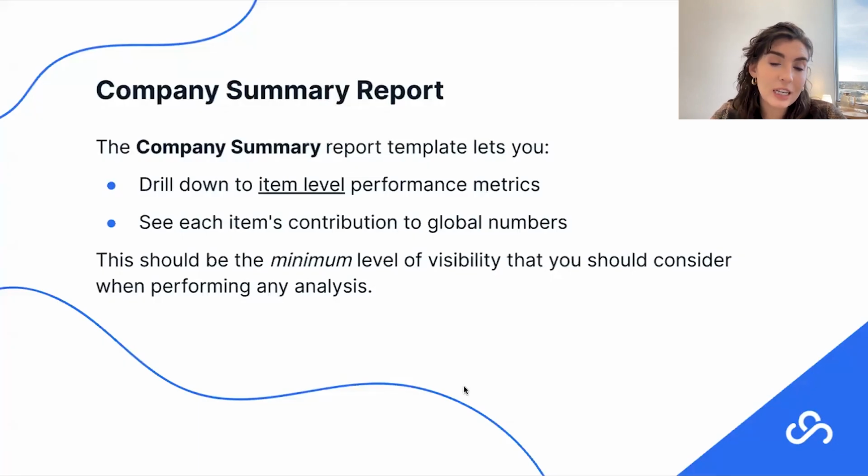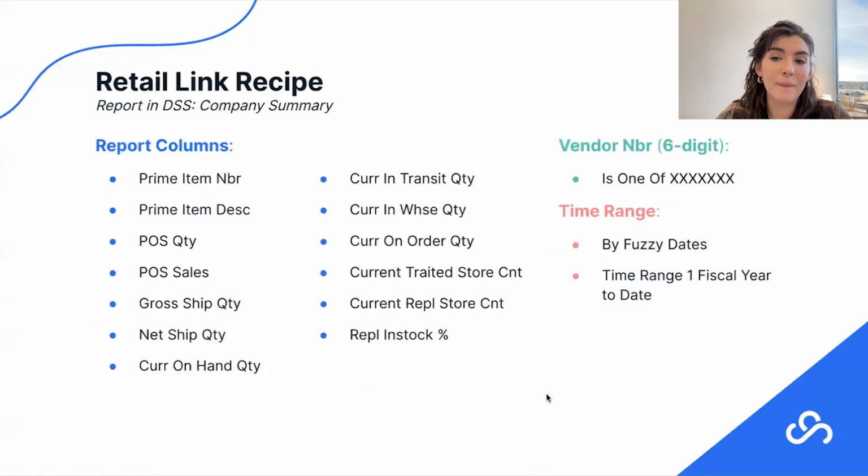The first being the company summary report. So what does that tell you? You can actually drill down into an item level on performance metrics and see each item's contribution to the global numbers. This should be the minimum level of visibility that you consider when performing any analysis. And this is really just a nice temperature check when it comes to understanding how your items are doing.